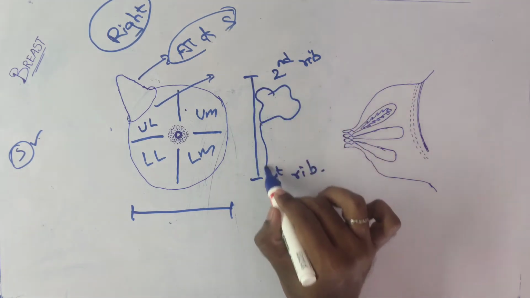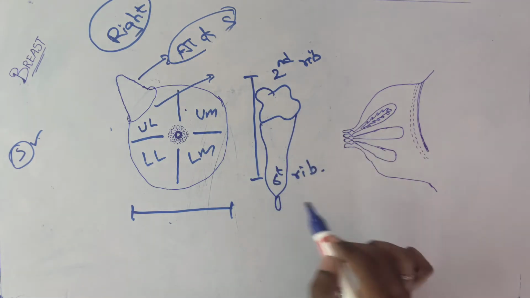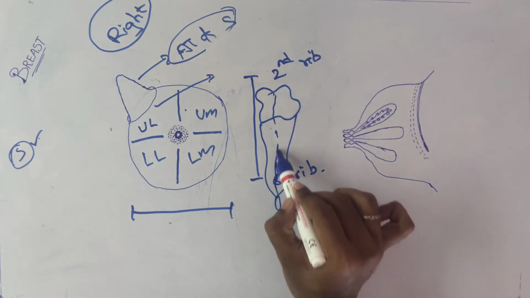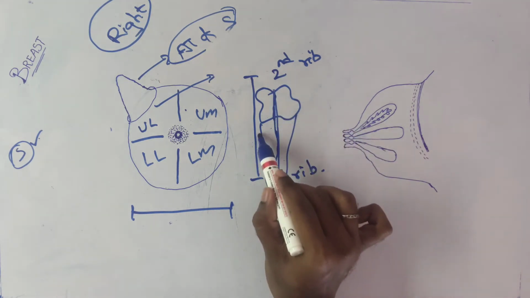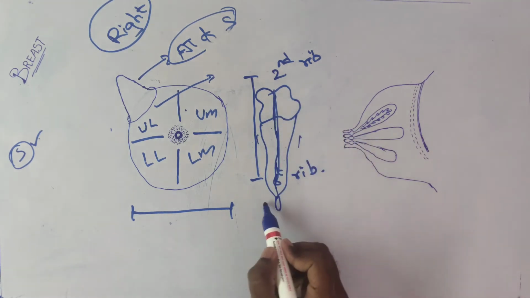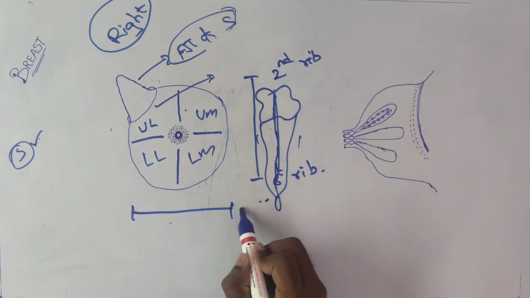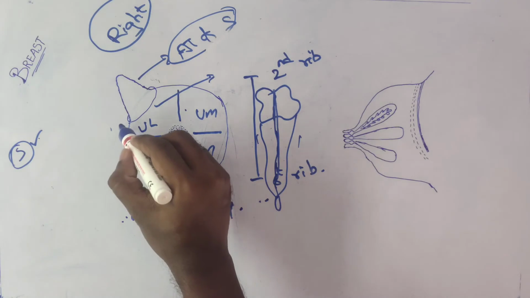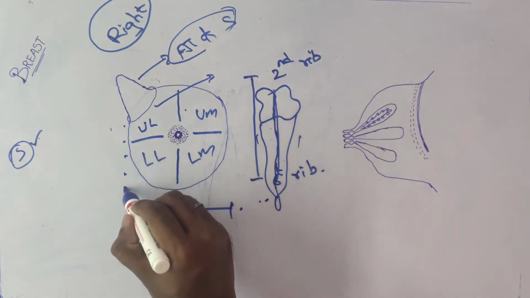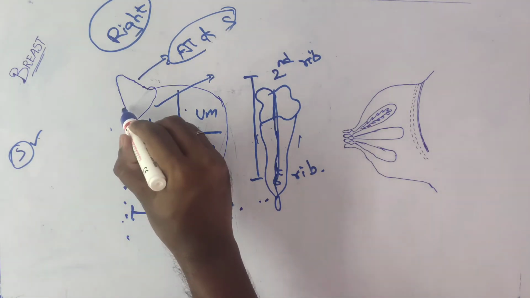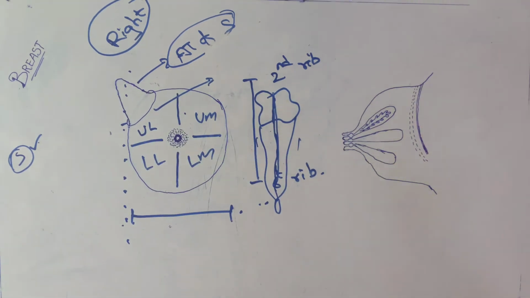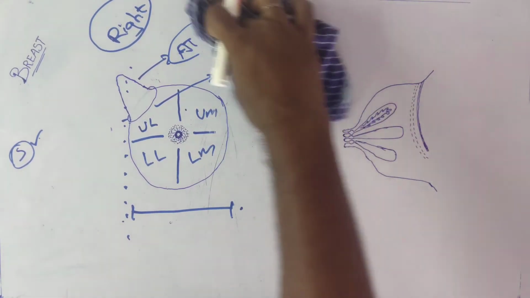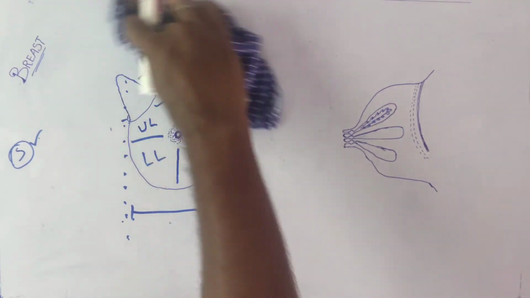This is the mammary, this is the body of sternum, this is the xiphoid process, and this is the medial line of sternum. These two are lateral sides of sternum. From the lateral side of sternum to the mid-axillary line, and here is the mid-axillary line. We will discuss the mid-axillary line in the lateral classes. This is the situation and quadrants of the breast.